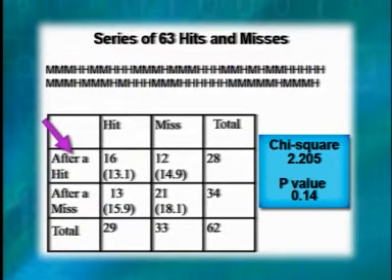After a hit, how many times was it a hit? 16. After a hit, how many times was it a miss? 12. So after a hit, there were a total of 28 occurrences, of which 16 times it was a hit, 12 times it was a miss. After a miss, on the other hand, there were 13 occurrences where this player got a hit, and 21 times when it was a miss. So this gives us the same kind of square of data that we saw earlier in the lecture about the law, when we were talking about the discrimination case.